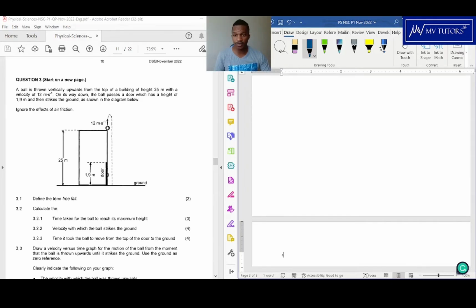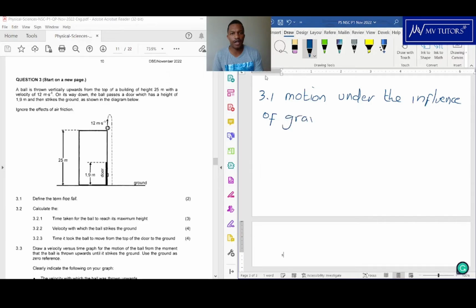And the first question, which is what they always like to ask, is define, which is a definition. Define free fall. Well, that is basically motion under the influence of gravity. Just like that. Oh, that's it.